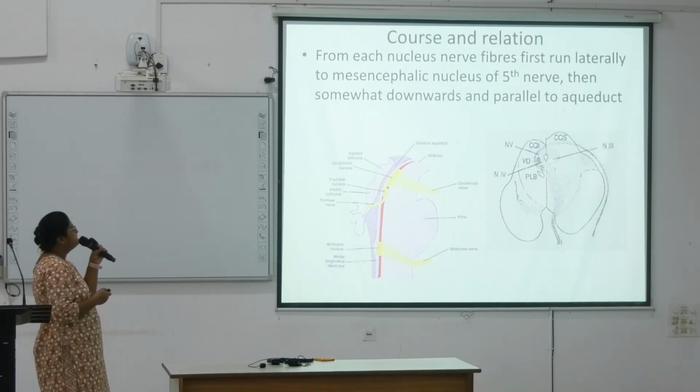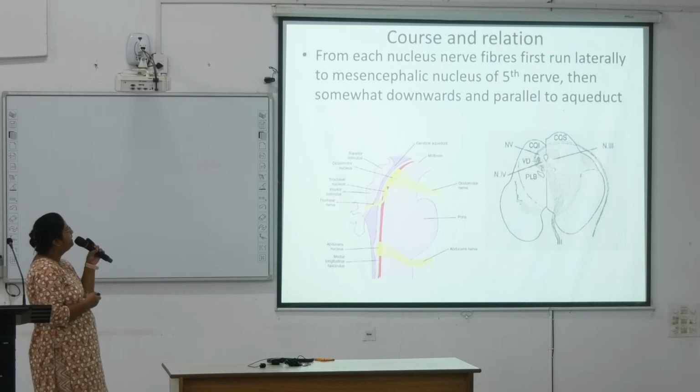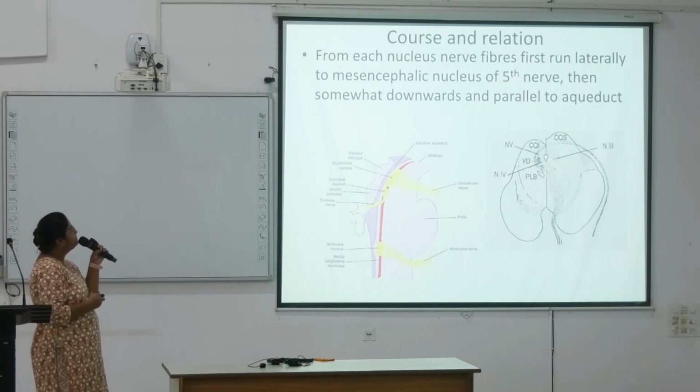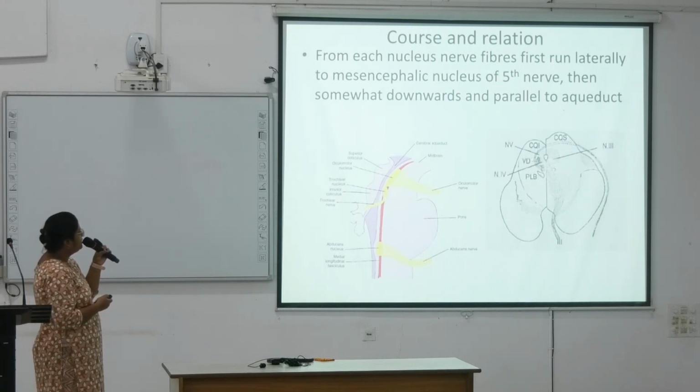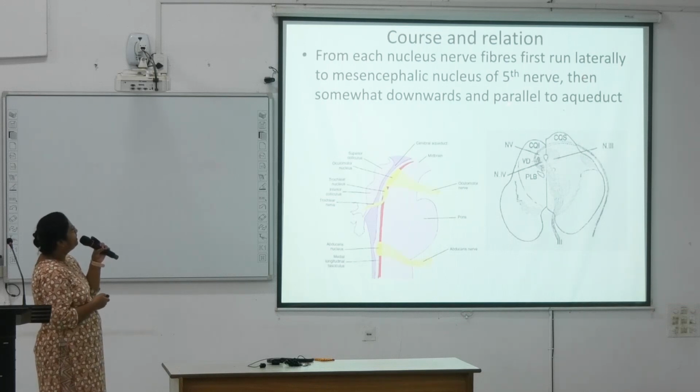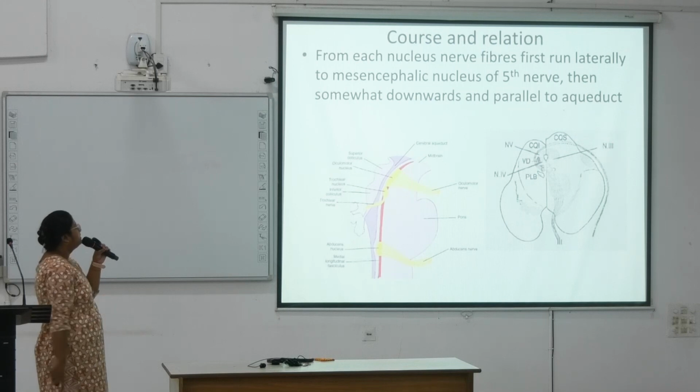From each nucleus, nerve fibers first run laterally to the mesencephalic nucleus of fifth cranial nerve, and then somewhat downward and parallel to the aqueduct. Here, one nerve has been shown. It is going laterally to the mesencephalic nucleus and then going somewhat downward and parallel to the aqueduct. Next.